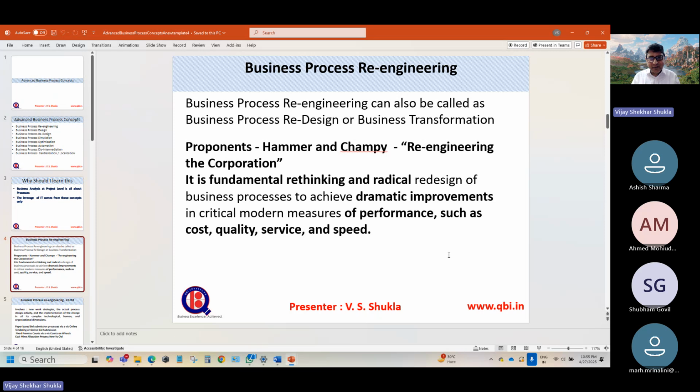And the objective is to ensure that we have radical improvements in cost, quality, service, and speed, one or more. So radical improvement is different from a marginal improvement. A marginal improvement could be 5-6% of improvement. A radical improvement could be something like 35%, 40% of improvement.